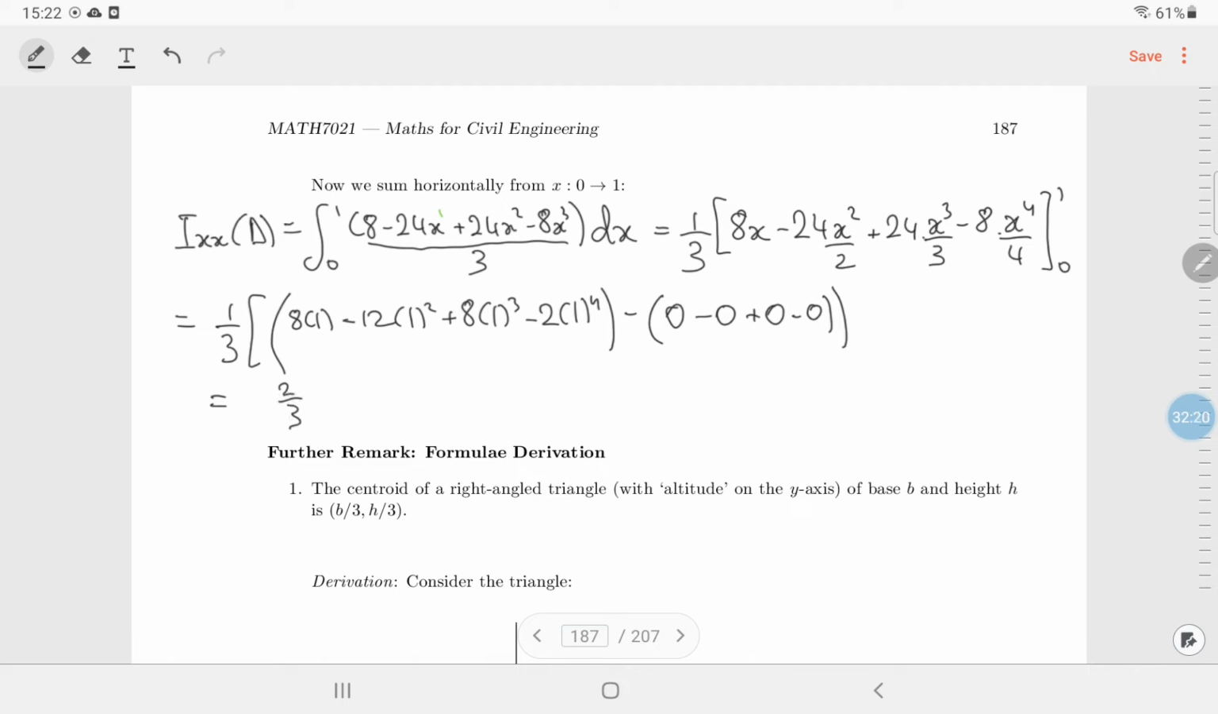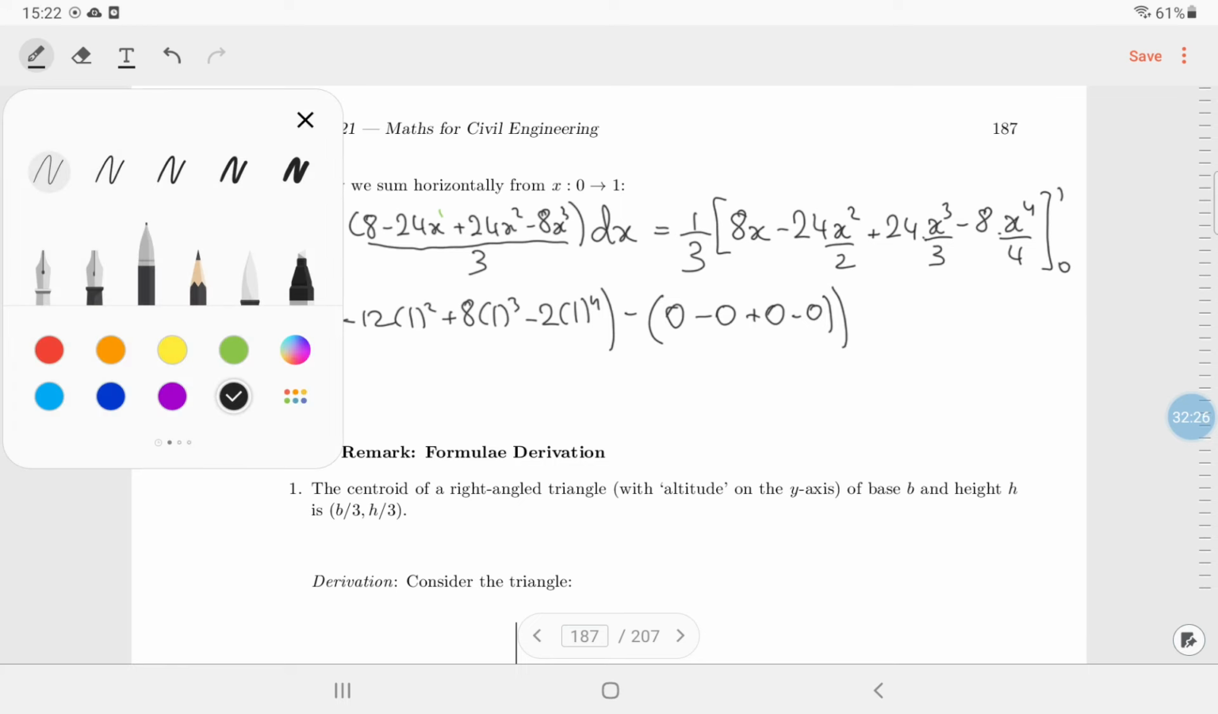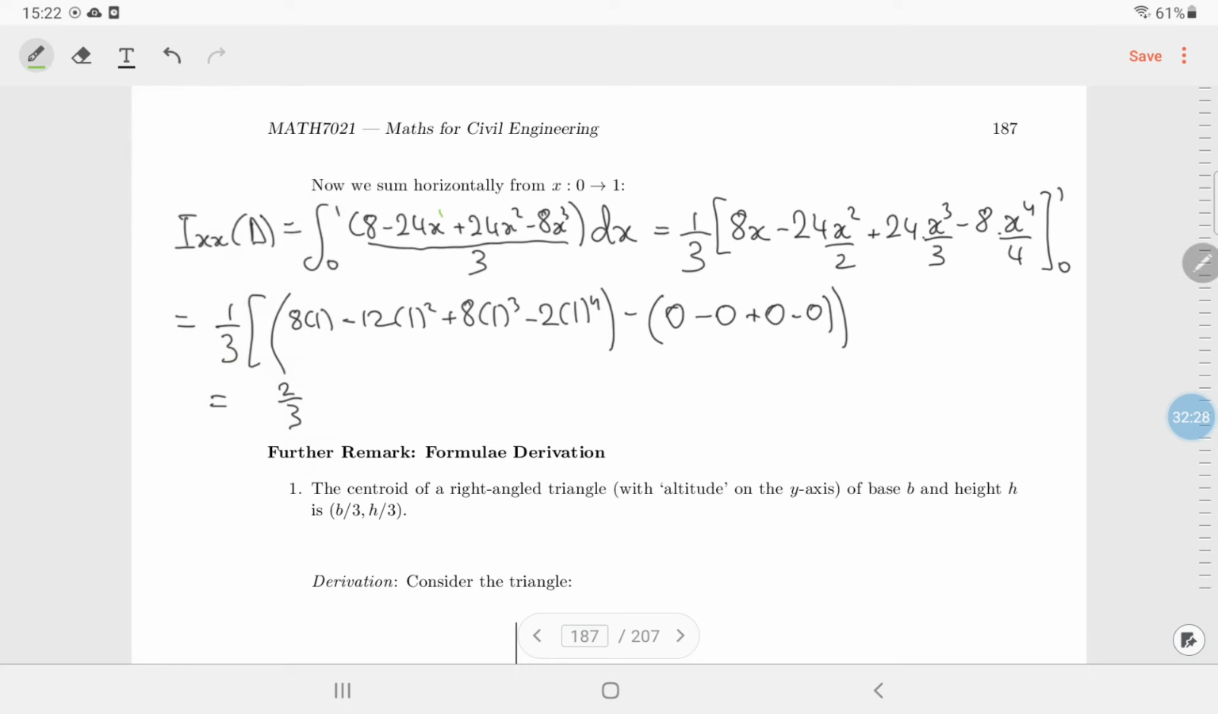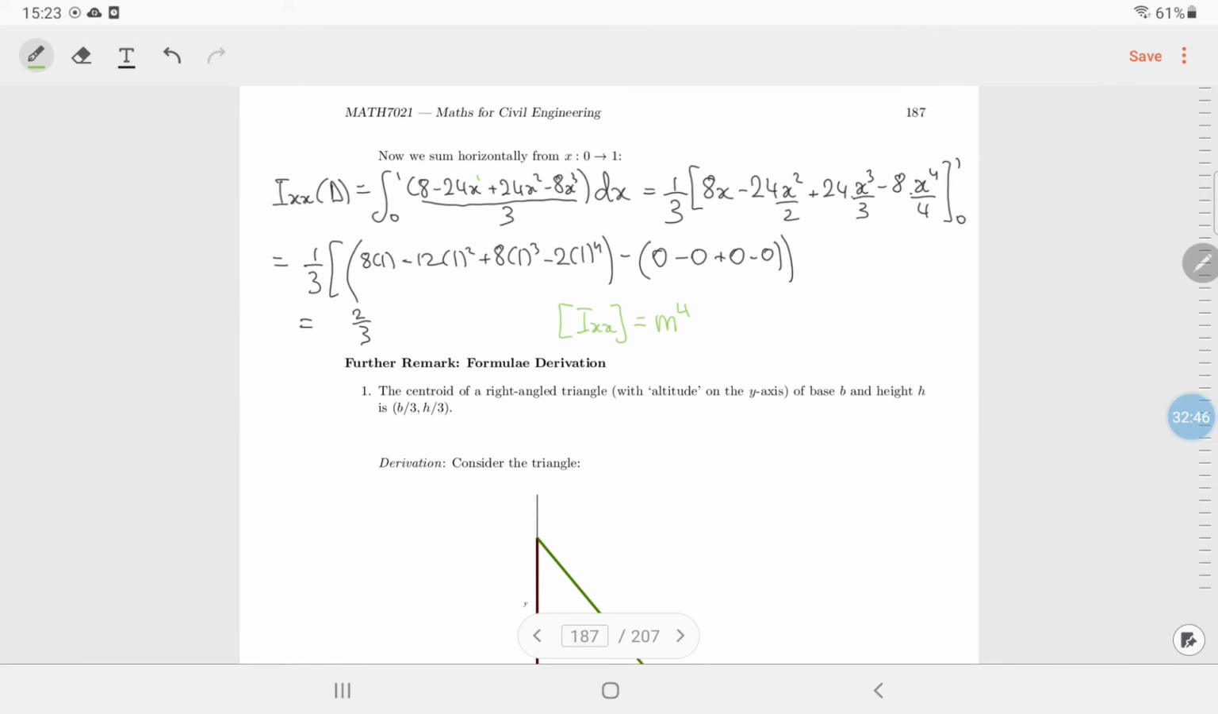Now there's no units, so I won't write down the units, the SI units of second moment of area, but I will just say what they are here. So the SI units of second moment of area, so it's y squared, which is meter squared, and then dA, which is the dx by the dy, is meter by meter. So it's actually meter to the power of 4. Now you might use slightly different units somewhere.